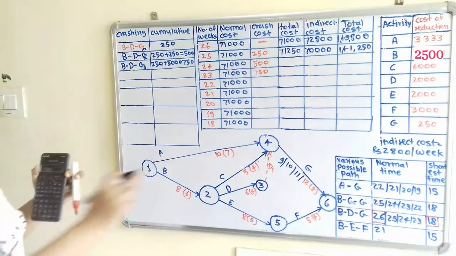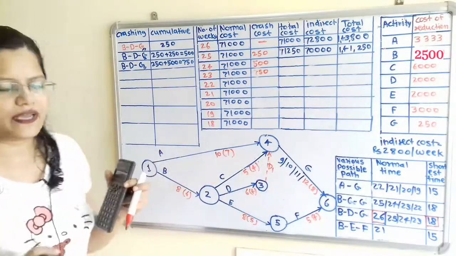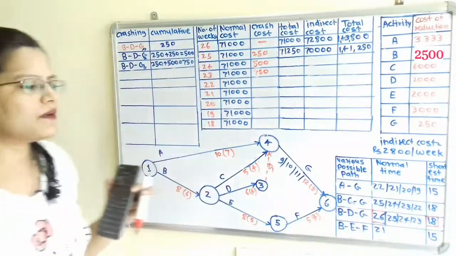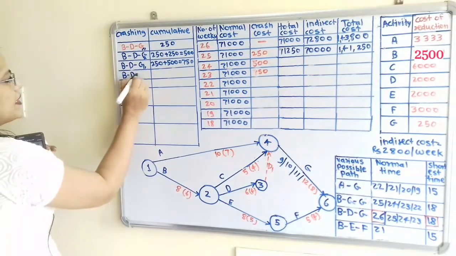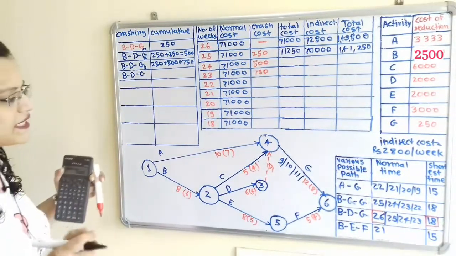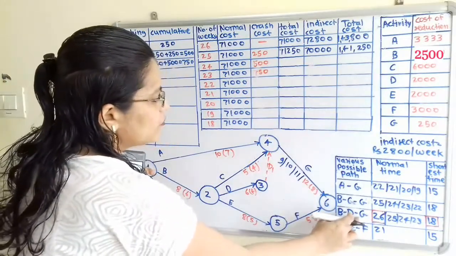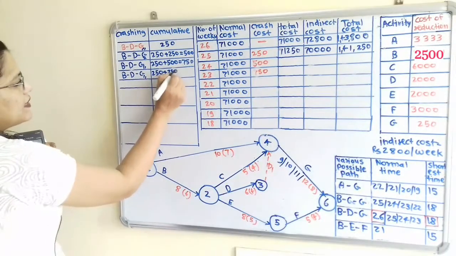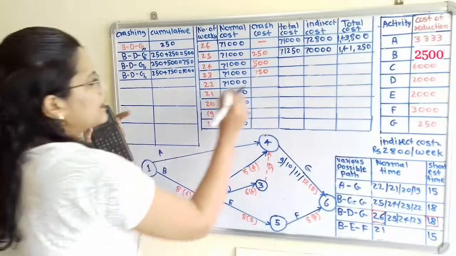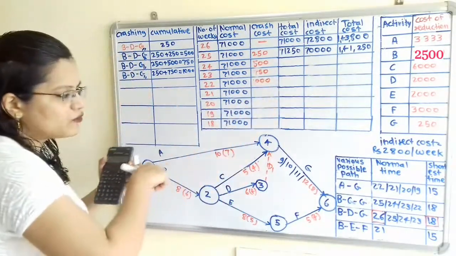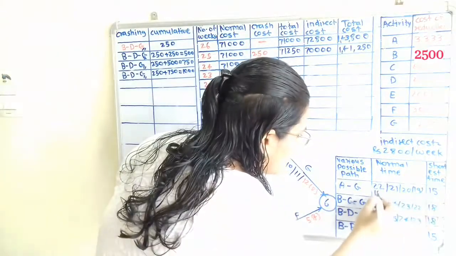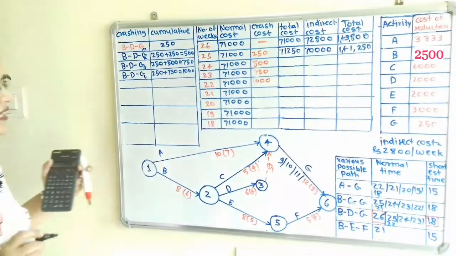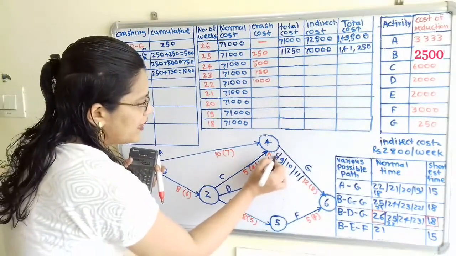Now again if we observe, this crash time is less than normal time. So again if we compare 19, 22, 23, 21, 23 is the maximum number. So I will select this BDG. For this BDG, again I will select the same activity G, for 250 plus 750, which is equal to 1000. So I have to mention here 1000. Then I have to reduce this from 19 to 18, 22 to 21 and 23 to 22. Now in this also I have to make changes from 9 to 8.